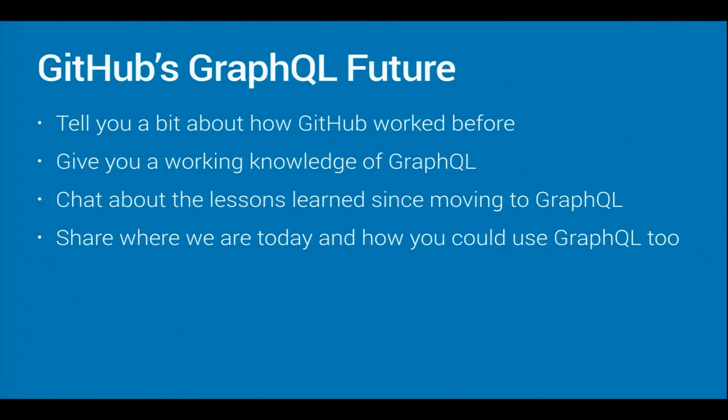In this talk, I'm going to cover these 4 things. I'm going to tell you a little bit about how GitHub worked before we made a move to GraphQL. I'm going to give you a quick working knowledge of GraphQL so you can understand its concepts, how you could use it. I'm going to chat about the lessons that GitHub learned by moving over to GraphQL, both internally for our own engineers and externally for our integrators. And I'll share where we are today with this and how you could get started.